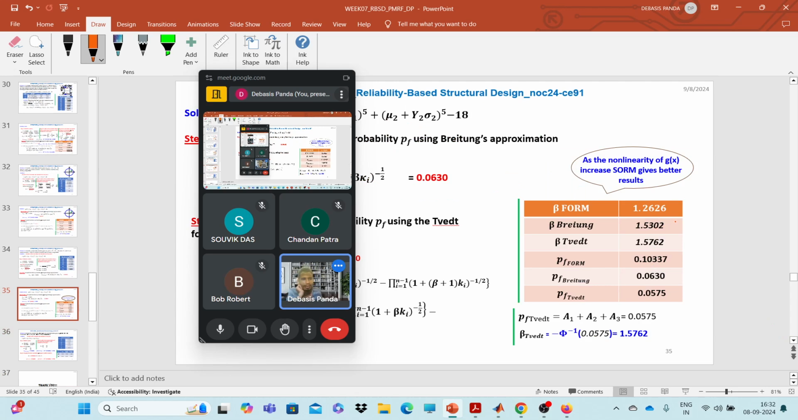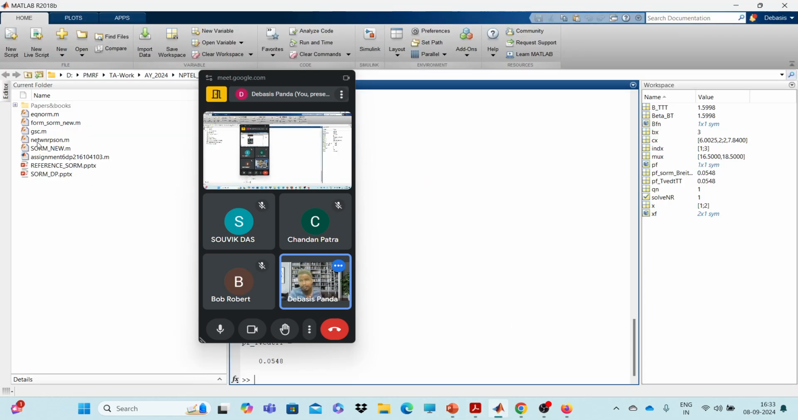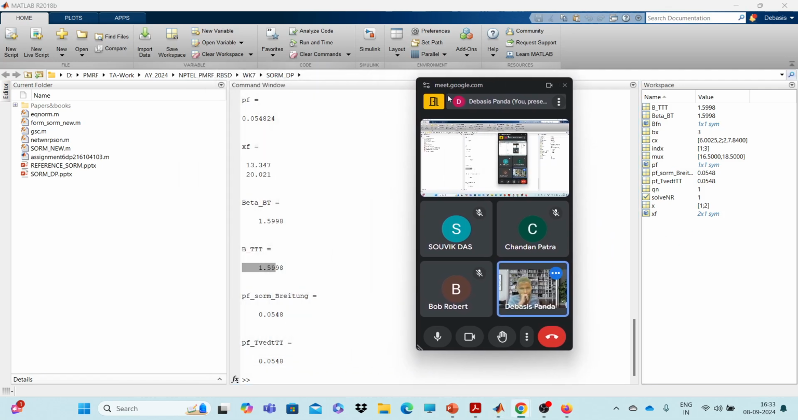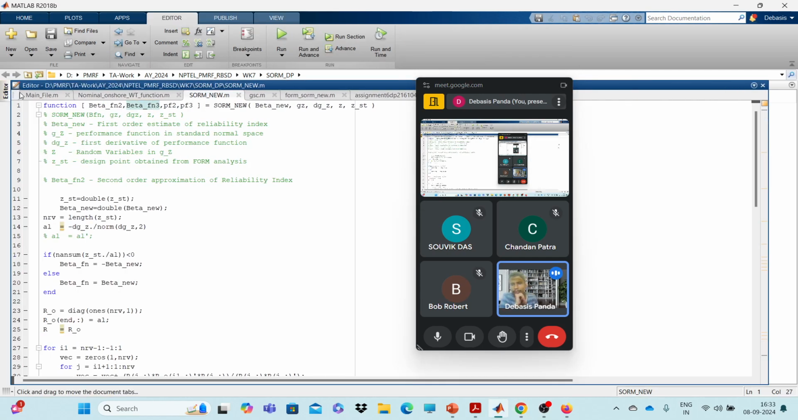that Breitung gives 1.53, but Wait gives you 1.57, a little higher value. That means a little less probability of failure. That means if you have a highly nonlinear function, Wait will give you a more accurate result beyond your Breitung model. Let's run this problem and check whether the values written in the ppt are okay or not.